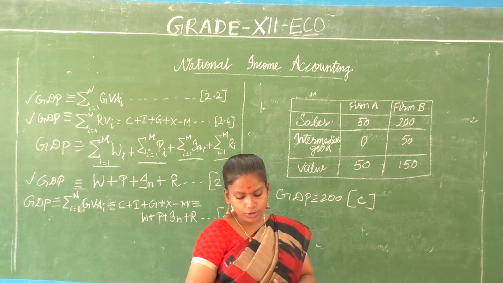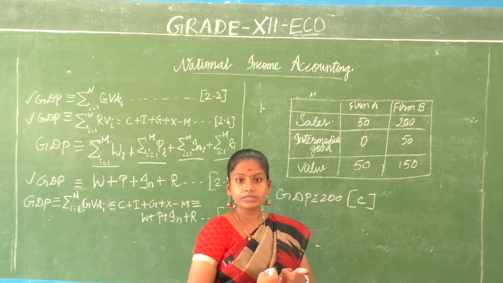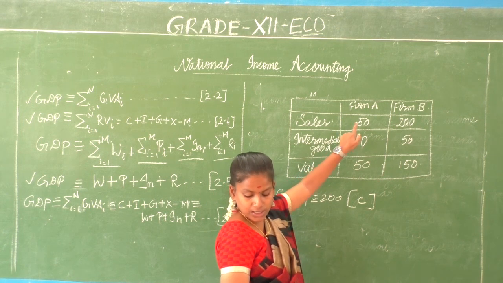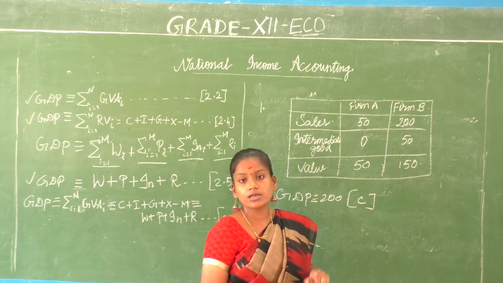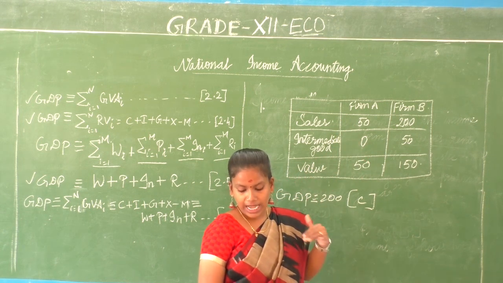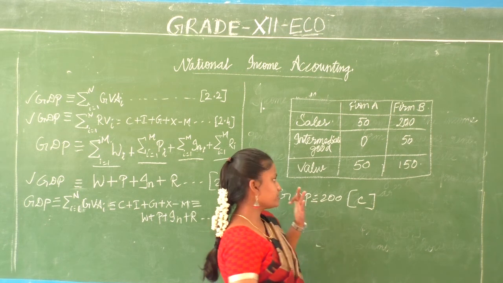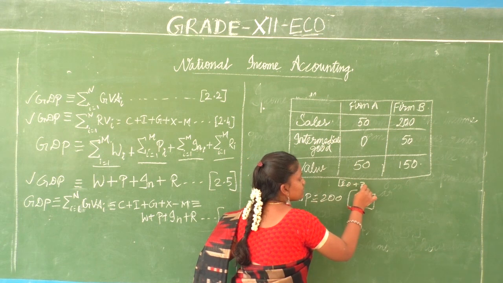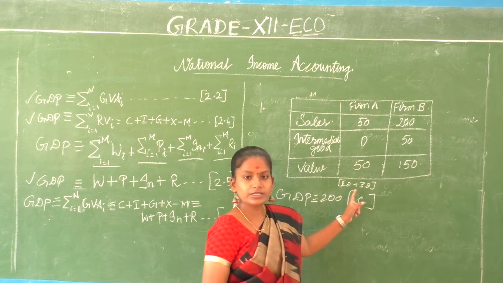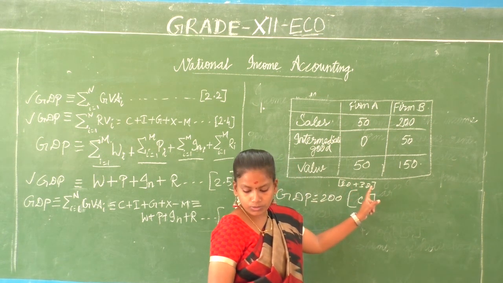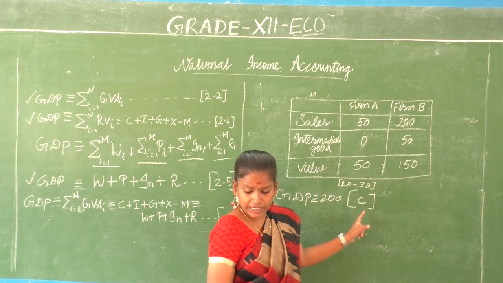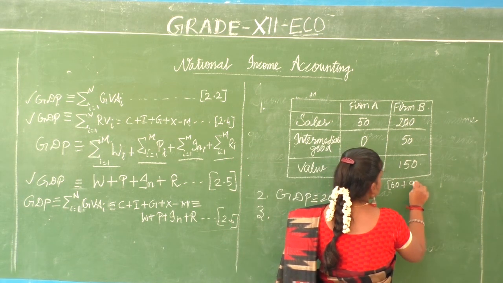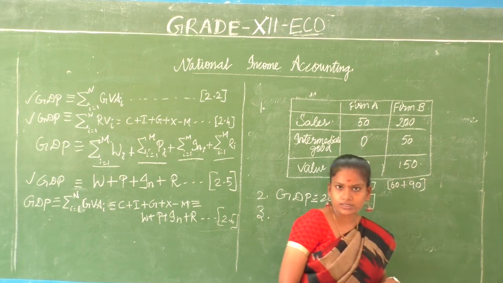What are we going to assume? Of the 50 rupees received by A, the firm gives 20 rupees as workers' bonus or wages and keeps the remaining 30 as profit. So how have they divided this? 20 plus 30. That is, 20 rupees is wages and 30 rupees is profit. Clear? Whereas B gives 60 rupees as wages plus 90 rupees as profit.